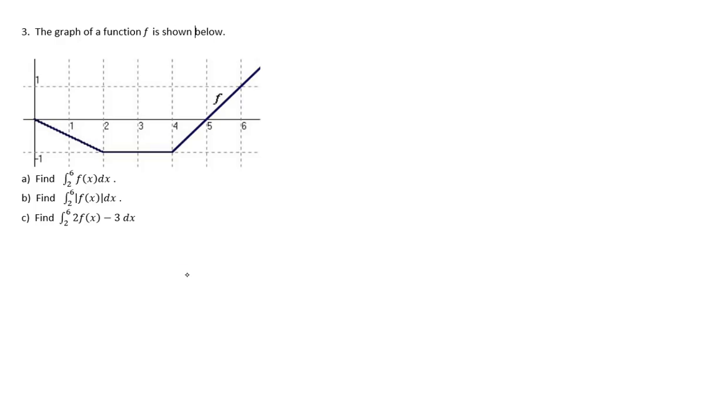Now here we have a graph of a function, and we're going to assume that these are made by straight lines. And the first question says, compute the integral from 2 to 6 of this function. So that means I want the integral from this 2 until 6 here.